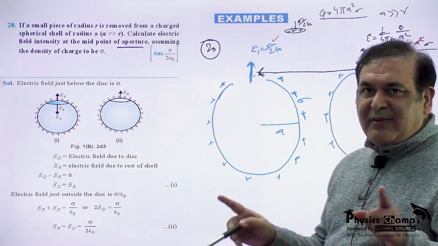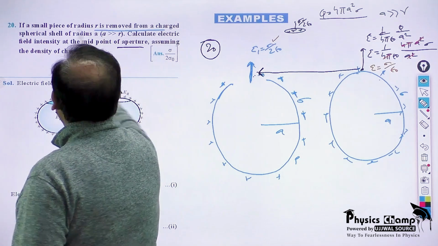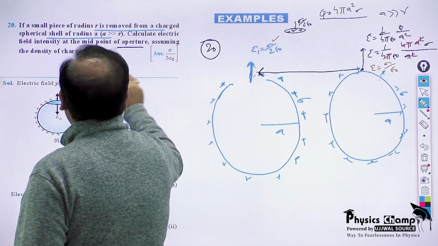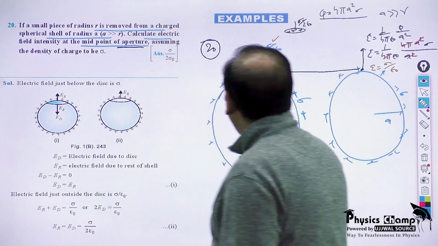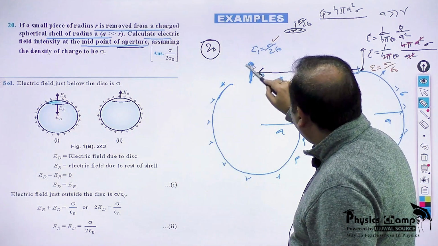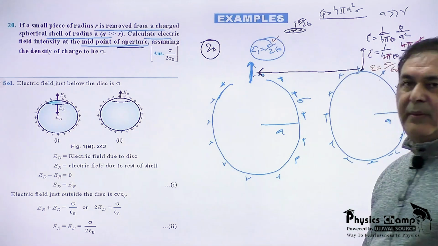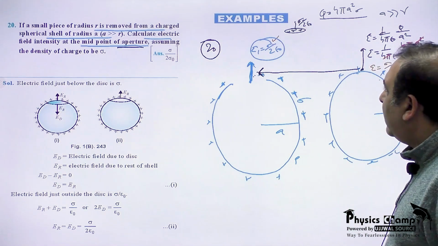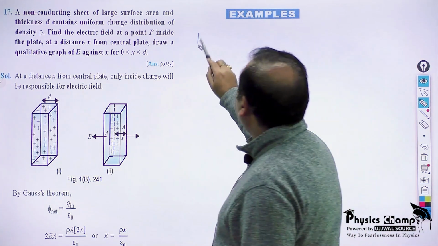So the question is, if a small piece of radius r is removed from a charged spherical shell, calculate the electric field at the midpoint of the aperture. So the electric field at the midpoint of the aperture will be what? Sigma by 2 epsilon naught. And that's how this question number 20 is solved. Have a look at question number 17 now.